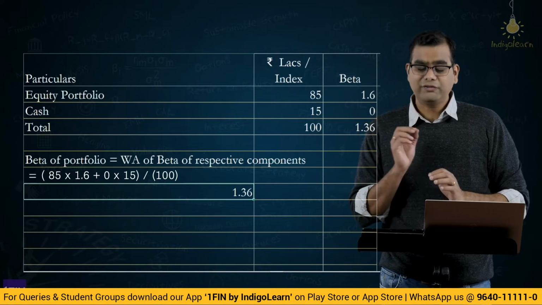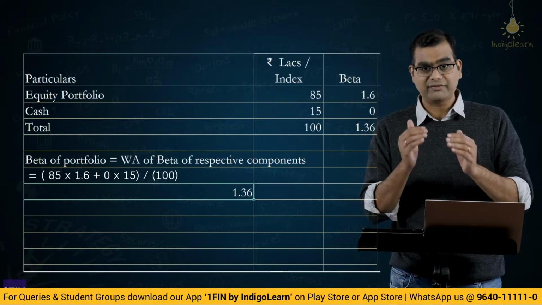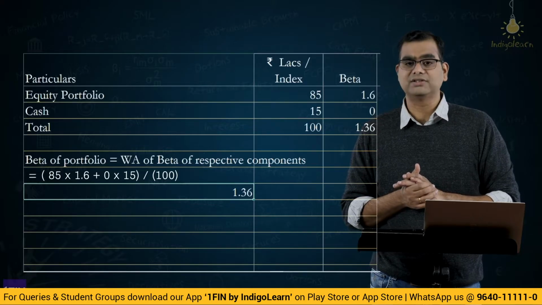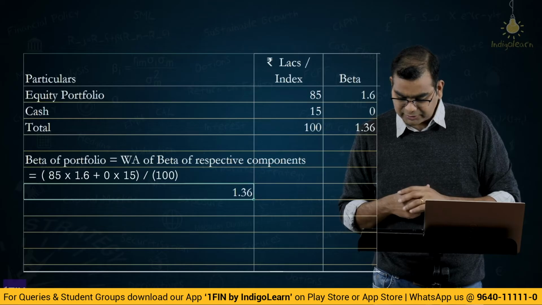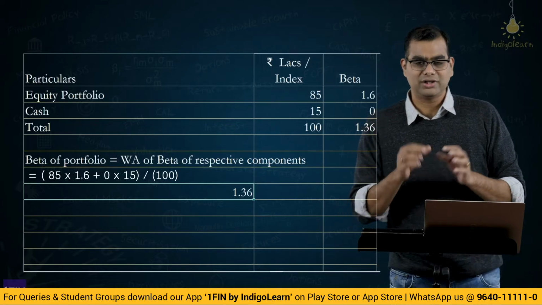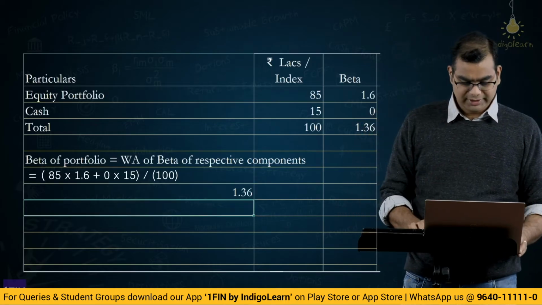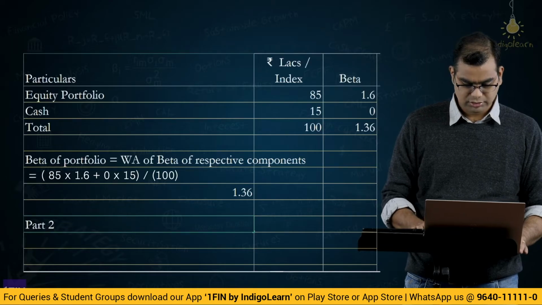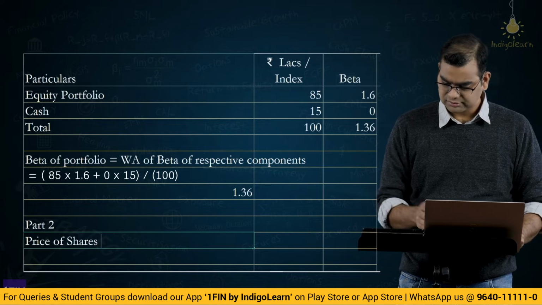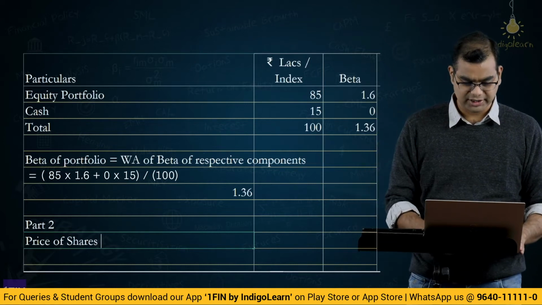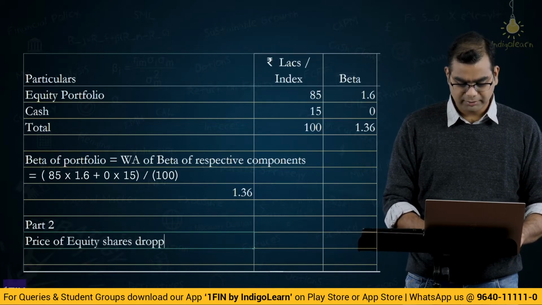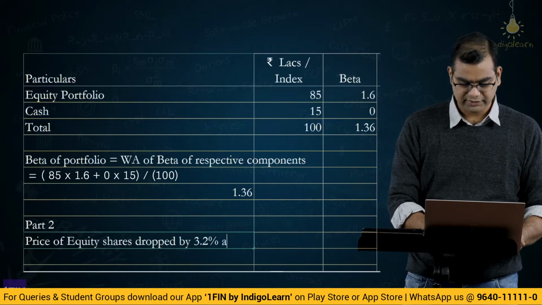What is the second part? Portfolio beta after 3 months. After 3 months, what has happened? If the trader on current date goes on long position of 100 lakhs of Nifty futures. And also second piece of information that is given is after 3 months the prices of shares dropped by 3.2%. Now let me write part 2. First, prices of shares. When I say shares here, this share portfolio, equity shares, dropped by 3.2% after 3 months.